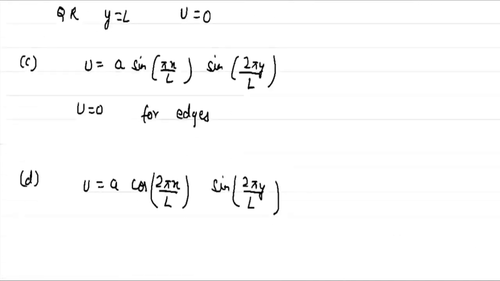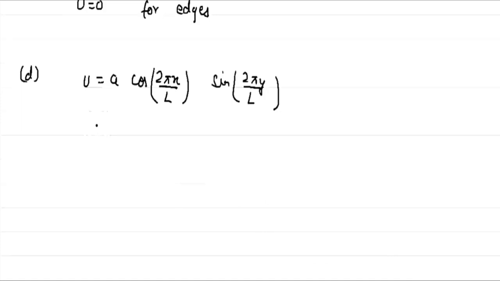Now if we check for the surface PQ, we know for PQ, x would be equal to L. Now if you put x equal to L, what would the expression look like? It would be u equals to, now this L and L would be gone, cos 2 pi. So cos 2 pi would basically have a value of 1. So u would then turn out to be A sine 2 pi y over L.